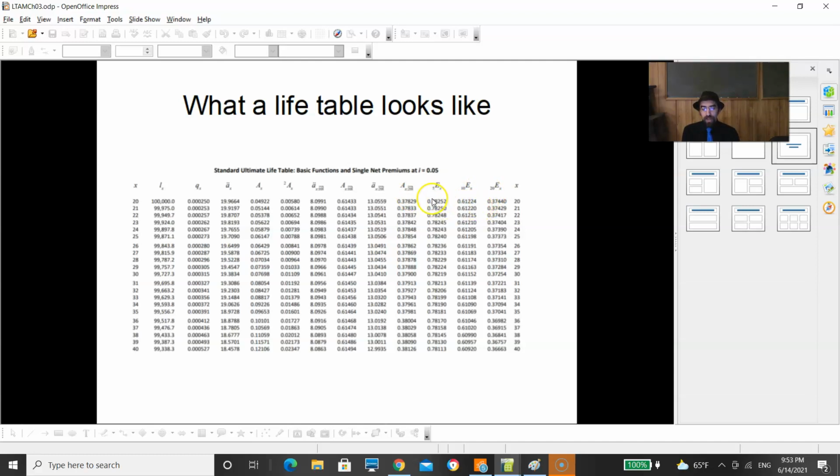So 5Ex is worth more than 10Ex, which is worth more than 20Ex. Then as the person gets older, the less likely you are to survive 20 years, or 10 years, or 5 years. So for older values of x, the endowment columns start to be worth a little bit less.